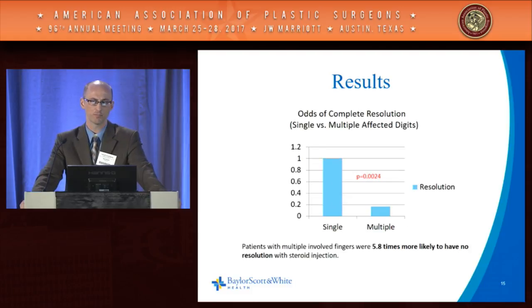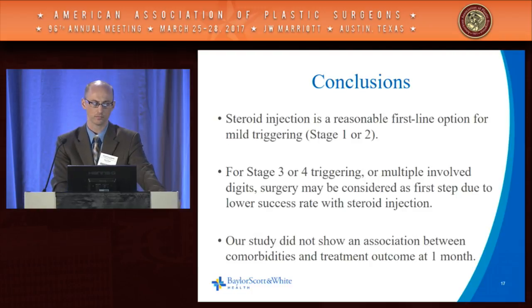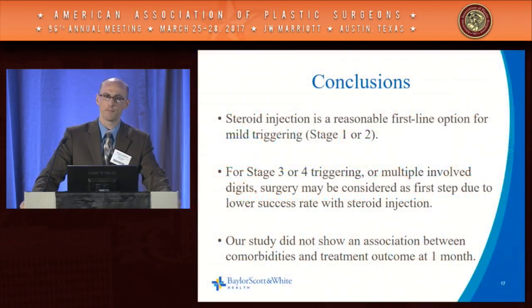We also looked at multiple affected digits, and we found a 5.8 times greater likelihood of having persistent symptoms following a single steroid injection. And again, this was at 1 month follow-up. Multivariate analysis, looking at the other factors, did not reveal any correlation with response to injections. Surprisingly, diabetics and those with a history of carpal tunnel syndrome did not have an impact on response to the single injection. So in conclusion, low-stage trigger fingers can be reasonably treated with steroid injection.